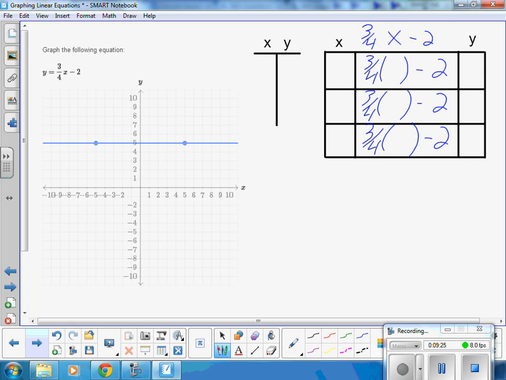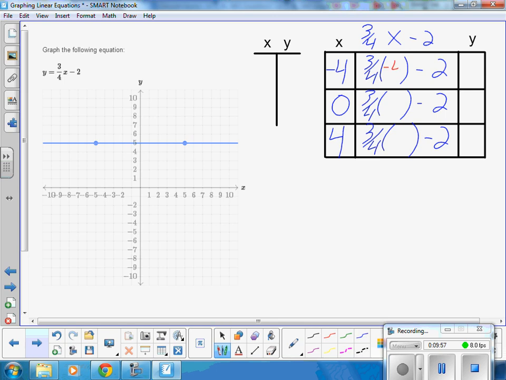Now, a hint, yes, you can use any value you want for x. However, notice that it's 3/4. You're going to divide by 4. Okay? So the values I am going to use is a negative 4, 0, 4. The reason why I'm using the 4 is because then that way it eliminates the fraction. I will not continue to have a fraction. Okay, so let's substitute those in, do our math, and see what we get.